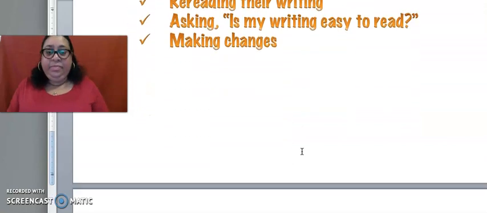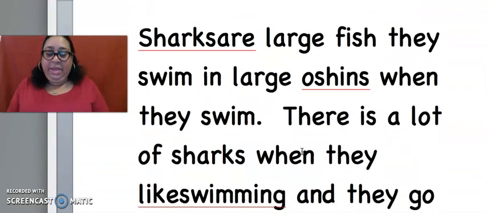So I'm going to go back to the piece that I was working on yesterday about sharks. And I'm going to reread it myself. Then I'm going to ask myself, is my writing easy to read? If it's hard for me, then I know it's going to be hard for someone else. I'll make any changes that I need to make so that my writing is easy for someone else to read.